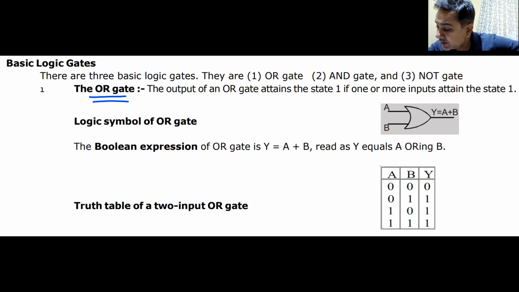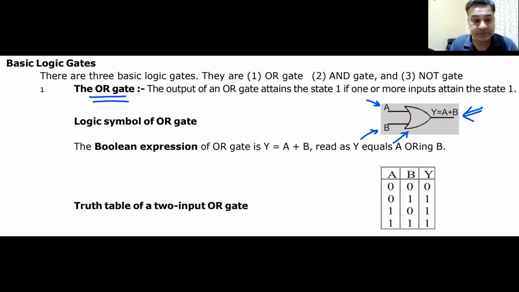This is the symbol of the OR gate. Do you know this symbol? You have heard about this symbol? OR gate? You've seen this symbol? Okay. A is one of the inputs, and B is the other input. A and B are the two inputs that you can see. And the output is A plus B.